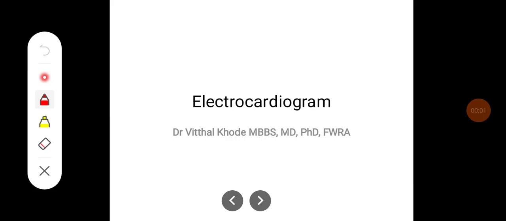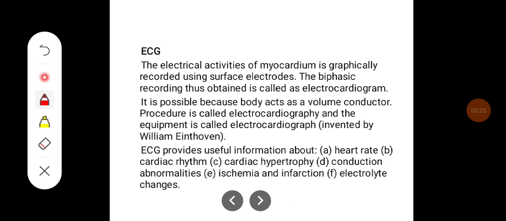Hello everyone. In this class, we'll study about electrocardiogram, that is ECG. The electrical activities of myocardium is graphically recorded using surface electrodes. The biphasic recording thus obtained is called as electrocardiogram. It is possible because body acts as a volume conductor.